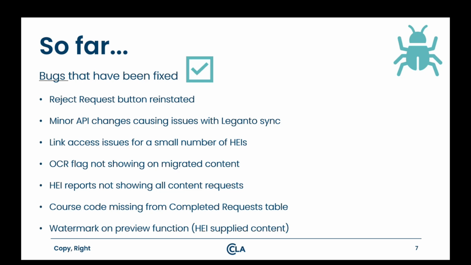I realize there are still some other outstanding issues with reports, which I will touch on shortly. So if you do have any questions about the download per content item report and student usage, please just save those for now, and I will be speaking about this in a moment. Next, we noticed that course codes were missing from the completed request table. Again, this has now been resolved.